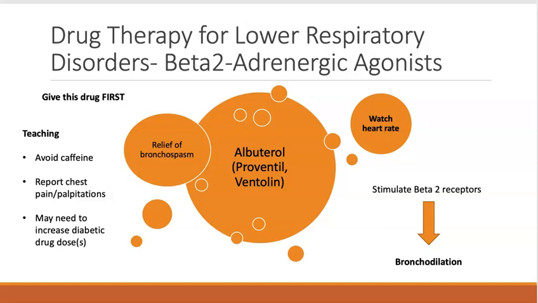So if you have somebody who has asthma, I know I've been prescribed this when I've had pretty severe bronchitis. You can use it when you're symptomatic to open up the airway. The more you use it, the more at risk you are for tachycardia, so you do want to be mindful of that. You want to teach them to avoid things that are going to stimulate that heart rate. So caffeine is one. So if they're using this, you want to tell them to avoid some caffeine. Again, report the chest pain and palpitations. If they are diabetic, this drug is known to increase sugars a bit, so we might need to do more frequent monitoring of their blood sugars.